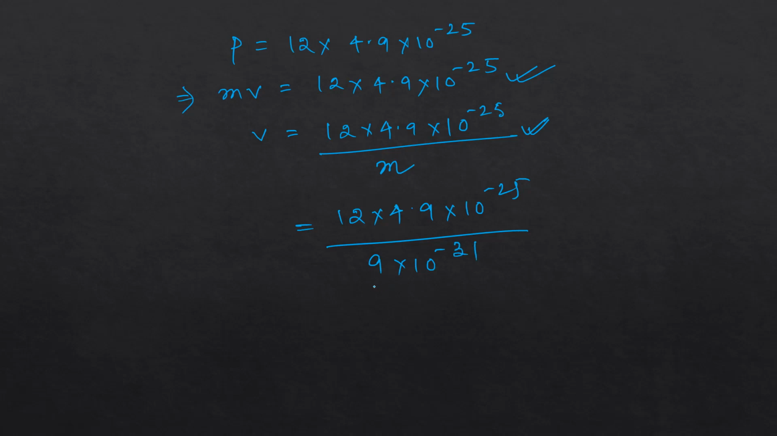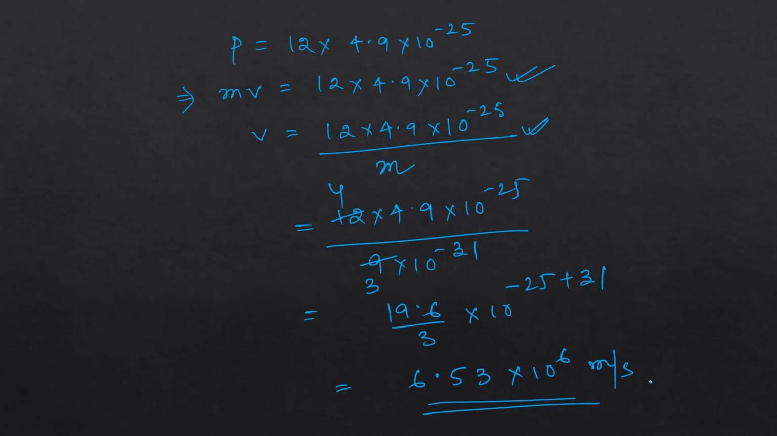What I said is that you have to separate the numbers and powers. So 3 3s are 9, 3 4s are 12. 4.9 into 4 is how much? 4 9s are 36. Then 19.6 by 3. And 10 to the power minus 25 plus 31. I think it will come as 3 6s are 18. Then 3 5s are... then 3 3s are... 10 to the power 6, that much meter per second. This is the expression for velocity.